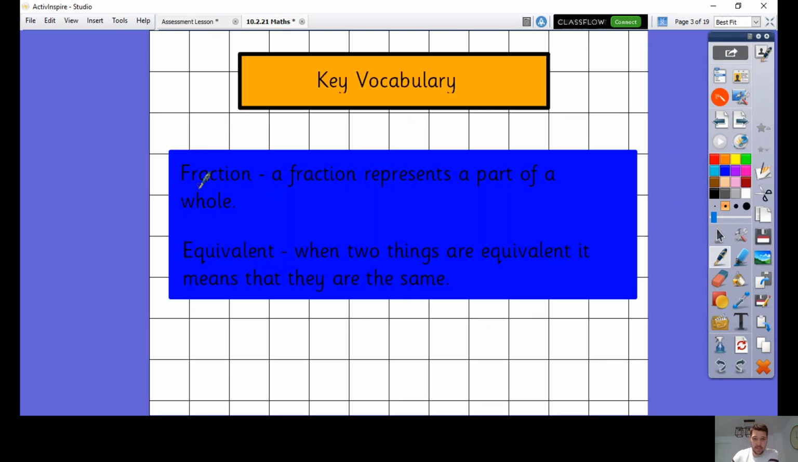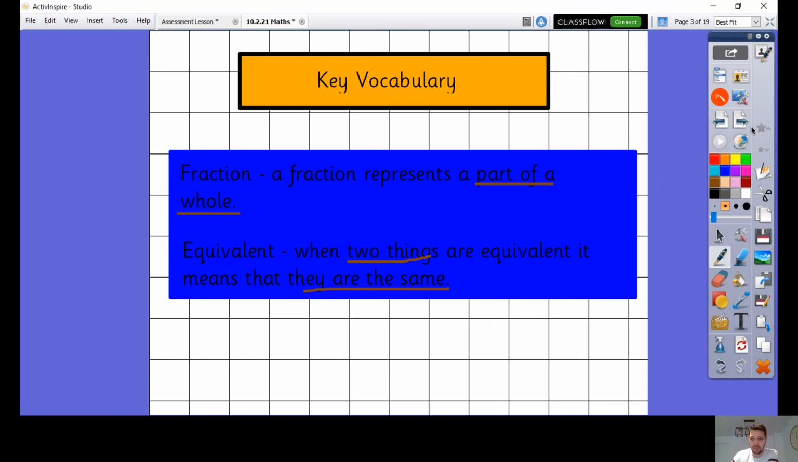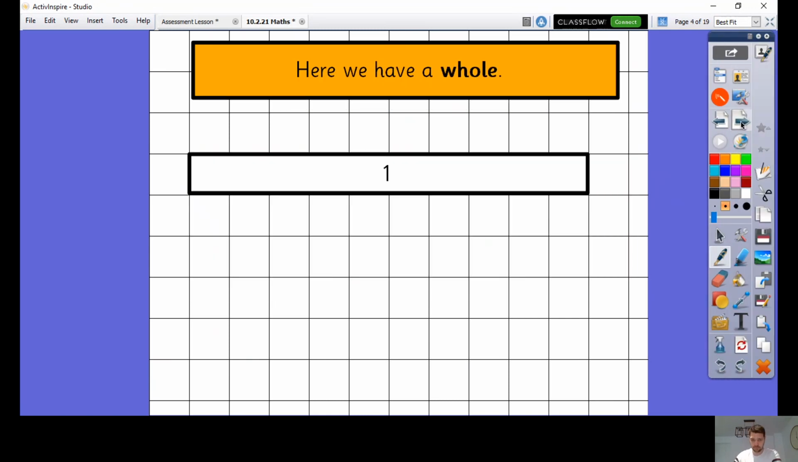So let's recap these 2 key terms. Fraction. A fraction represents a part of a whole. An equivalent, when 2 things are equivalent, it means they are the same. So let's recap that from yesterday.